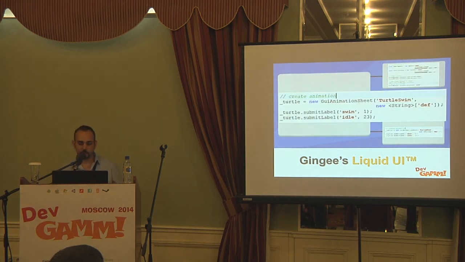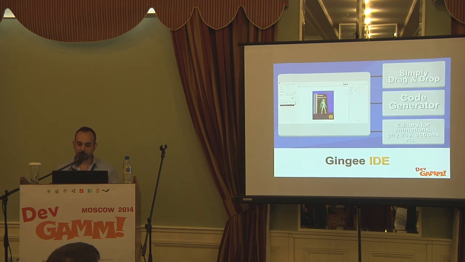And the last thing is how you would instantiate an animation. Now, Gingee likes and uses sprite sheets, which is very, very easy, and most people like to use that. But we can also utilize Flash movie clips and convert them to something that actually works on mobile. So you can create a GUI animation sheet out of a number of sprite sheets, and also out of a movie clip. Here you can see that we create from a sprite sheet. It's called Turtle Swim, and we get the default sprite sheet, and that's it. It works.